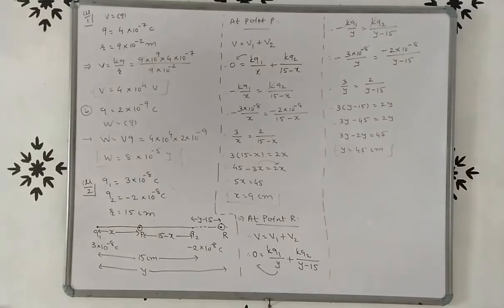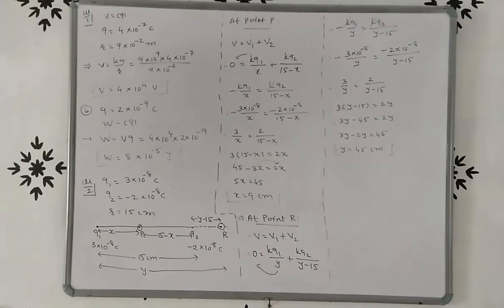Once again friends, here two charges are given, Q1 that is 3 into 10 raised to minus 8 and Q2 minus 2 into 10 raised to minus 8. Here the distance between two charges is 15 centimeter. So here at what point on the line joining the two charges is the electric potential 0. So here friends, we have to find out a distance where the potential is 0, right?